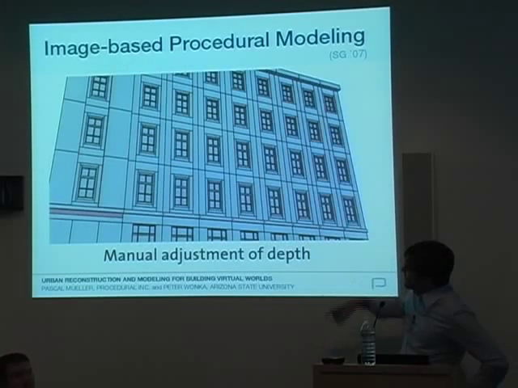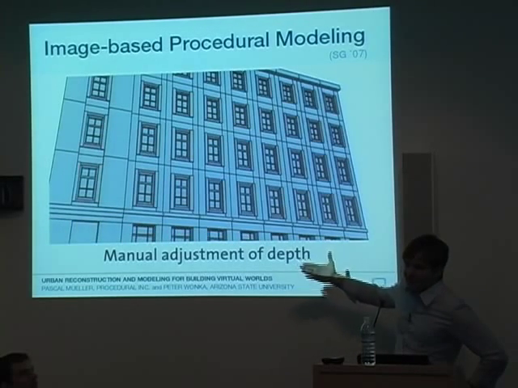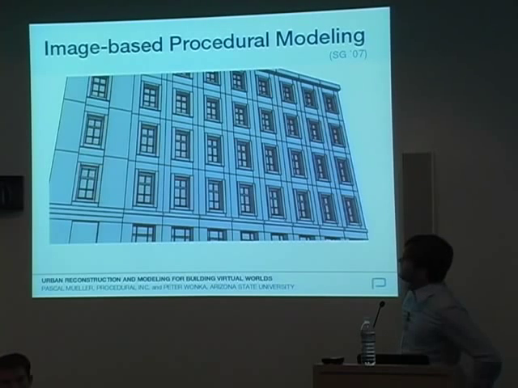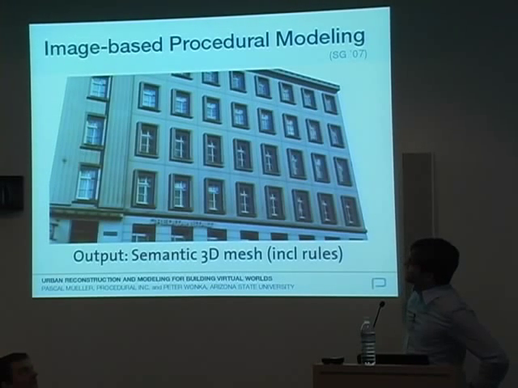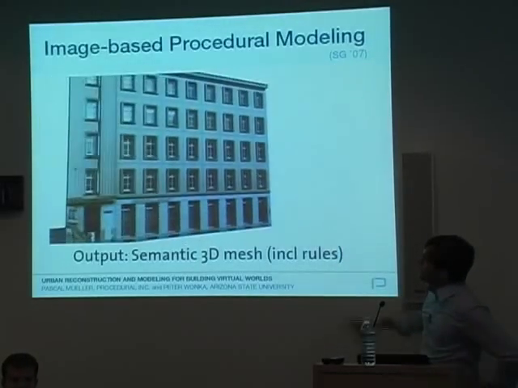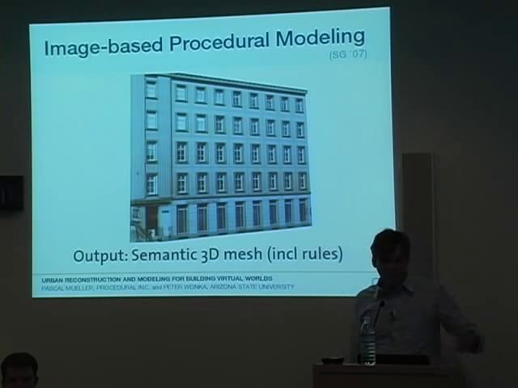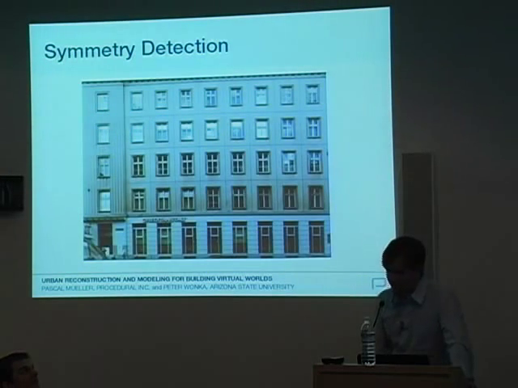So what we do then, non-automatically, you can see here, is the adjustment of the depth of the architectural elements. So at the end, you have created a facade representation, which really looks good in about 2 to 3 minutes. And this work was presented at last year's SIGGRAPH. So I'm going to show a few slides about how it is done.